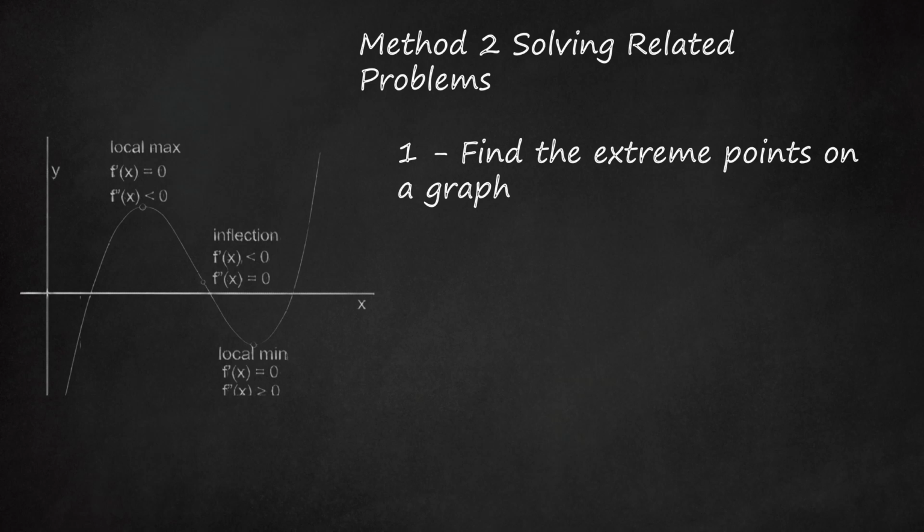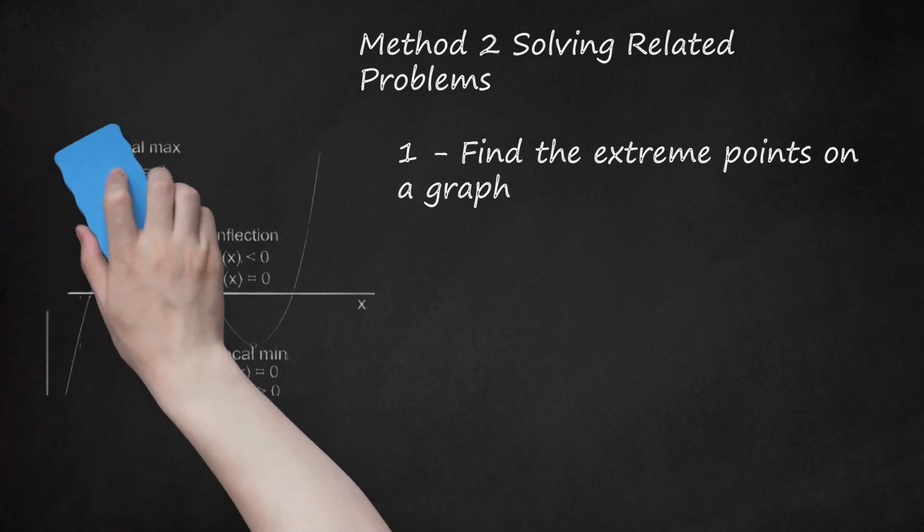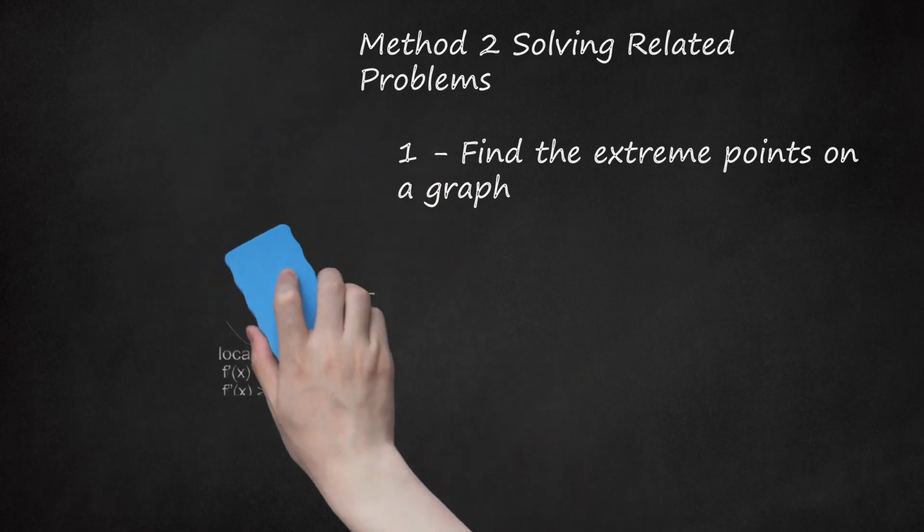If f''(a) is positive, there is a local minimum at a. If f''(a) is negative, there is a local maximum. If f''(a) is 0, there is an inflection point, not an extreme point. If there is a maximum or minimum at a, find f(a) to get the y coordinate.